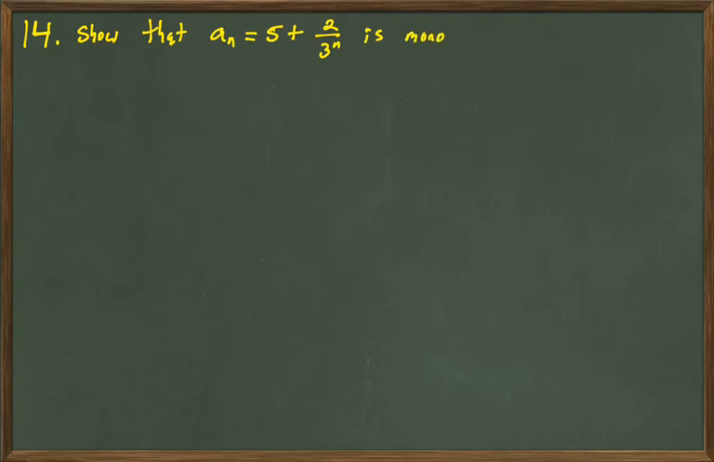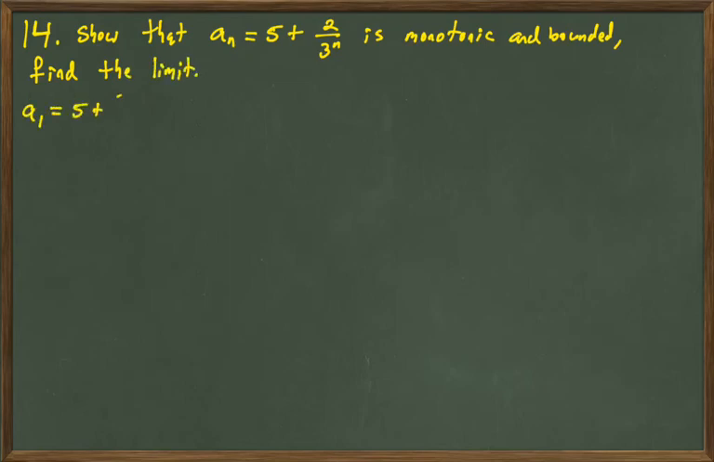So we're going to show that a sub n, which is equal to 5 plus 2 over 3 to the n power, is monotonic and bounded, and then we're going to find its limit. So first thing we're going to do is look at some terms, and this kind of gets us an idea, okay, is it monotonic increasing or decreasing? All right, so a sub 1 is 5 plus 2/3.